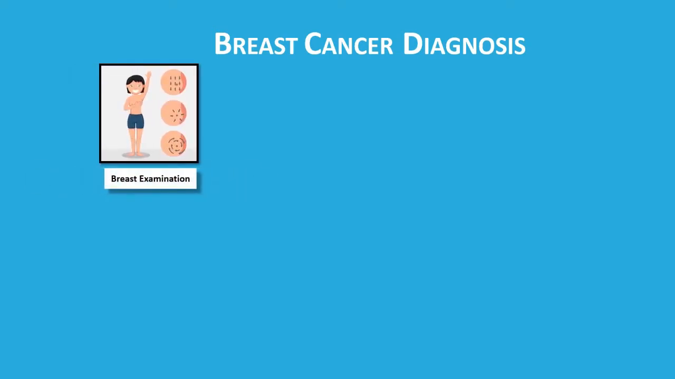There are multiple ways where breast cancer can be diagnosed. Diagnosis of breast cancer usually begins with a breast exam. Your doctor will check both of your breasts and lymph nodes in your armpit, feeling for any lumps or other abnormalities. Early detection of breast cancer is the key to effective treatment.